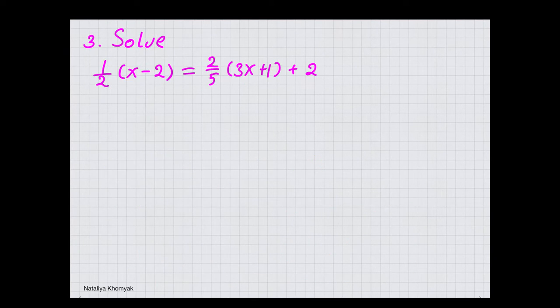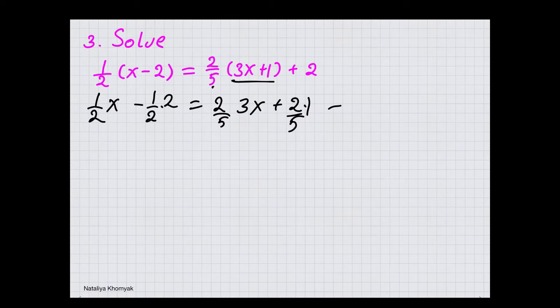In example number 3, we have fractions and parentheses. There are two ways of doing this type of problem, and one way would be to distribute fractions into the parentheses. So on this side we have x minus 2, and we distribute this a half. Here we have 3x plus 1, and we distribute 2 out of 5 plus 2. It was not inside of the parentheses.